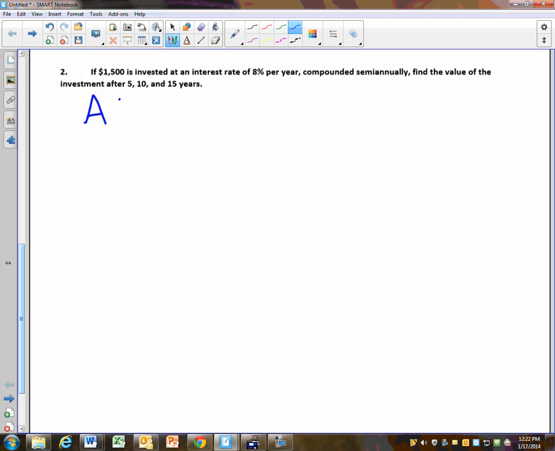A, or the amount after t years, is equal to P. P stands for principal. When you're dealing with money invested, do you know what principal means? The amount you start off with. So the amount you start off with is P times 1 plus the rate divided by the number of times it's compounded during the year, raised to the nt, where t is the number of years that it's invested for. So that's our formula, okay? And so now we just got to fill in the blanks.